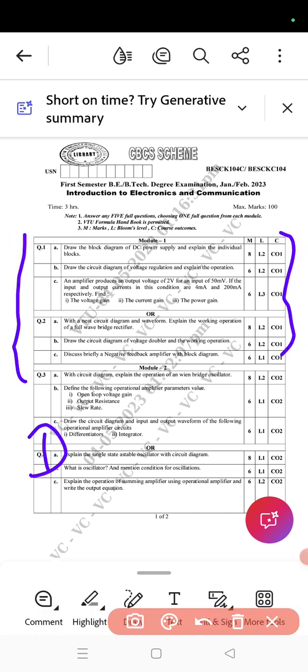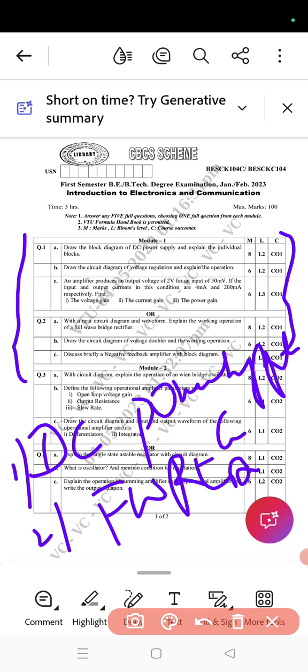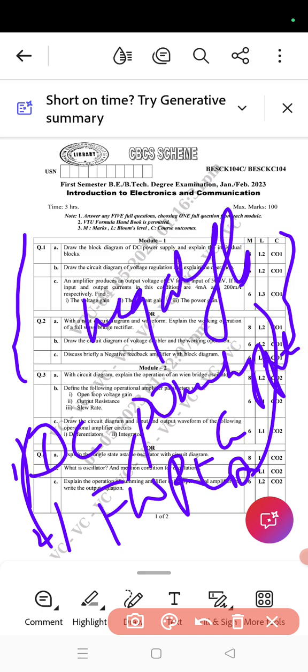In Model number 1, DC power supply. There may be a question on DC power supply and there may be a question on full wave rectifier, that may be center tap or bridge full wave rectifier. Whatever the question paper, this will be there. Along with this, one feedback amplifier question will be there, that is negative feedback amplifier.